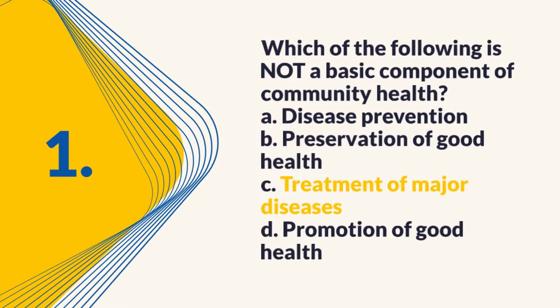Alright, let's think about what community health really focuses on. It primarily deals with preventing diseases, promoting good health, and preserving the well-being of the community. While treating major diseases is crucial, it's more of a healthcare service focus rather than a basic community health component. So, the correct answer is C, treatment of major diseases.